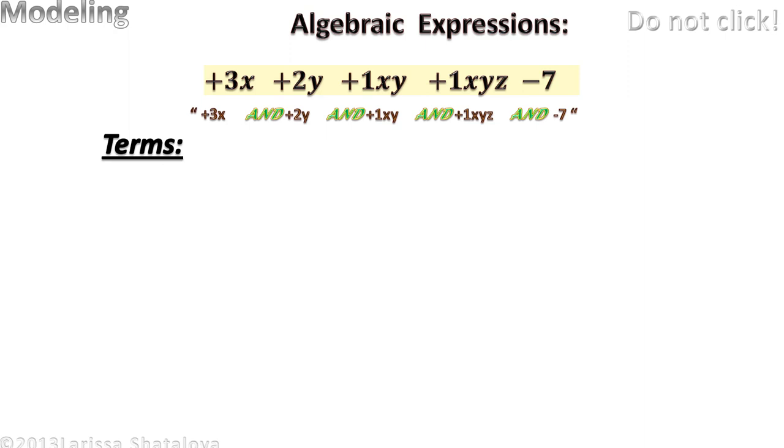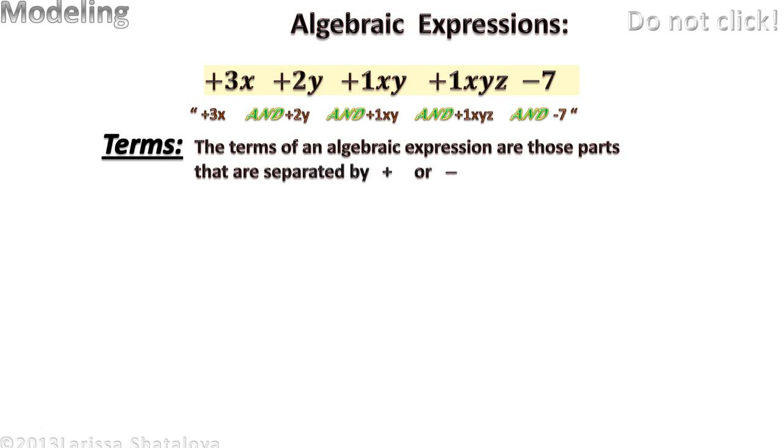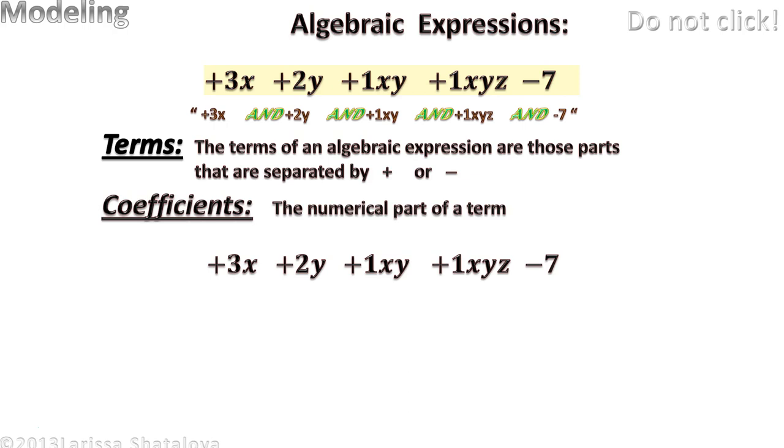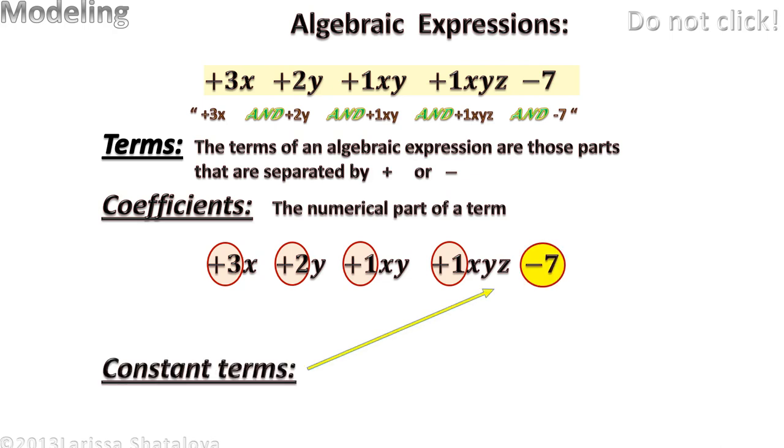Definition for terms: the terms of an algebraic expression are those parts that are separated by positive or negative signs. Now we have an example, and this is our algebraic expression. So now let's talk about coefficients. Coefficient is the numerical part of a term. So positive 3, positive 2, positive 1, we would call coefficients. And then negative 7 is just a constant term.